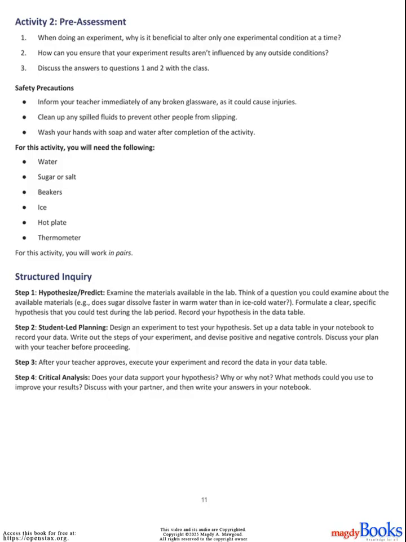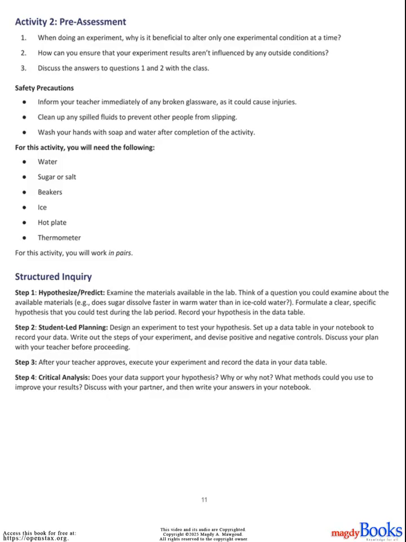Section 2. A. Activity 2. Pre-assessment. 1. When doing an experiment, why is it beneficial to alter only one experimental condition at a time? 2. How can you ensure that your experiment results aren't influenced by any outside conditions? 3. Discuss the answers to questions 1 and 2 with the class.